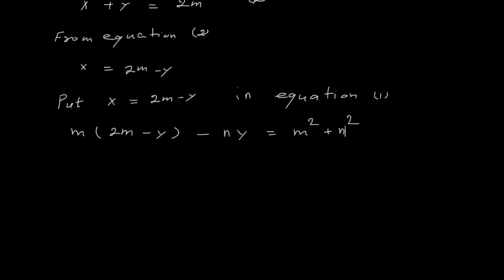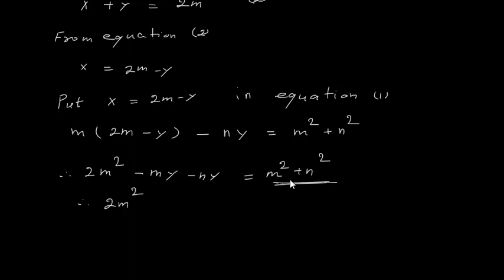So here I will get 2m square minus my minus ny is equals to m square plus n square. So therefore this 2m square, I will bring this m square plus n square on the left side. So minus m square minus n square is equals to, I will bring this on the right hand side, so I will get a is equals to my plus ny.